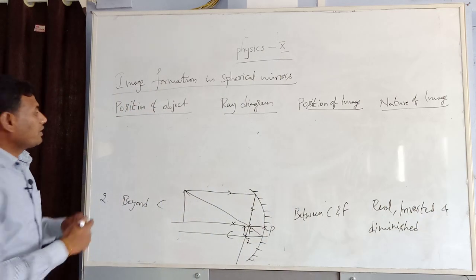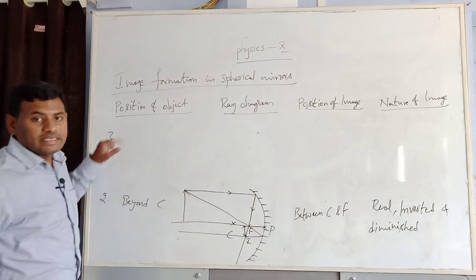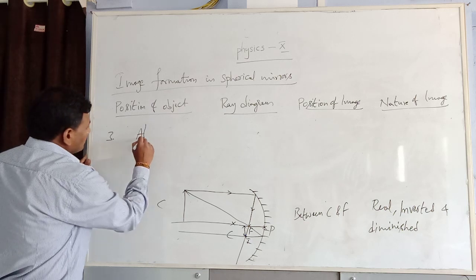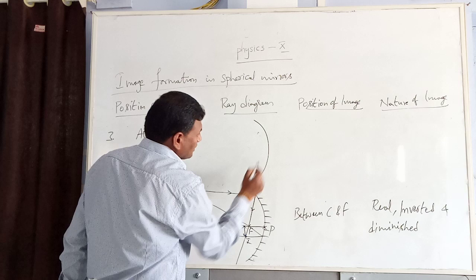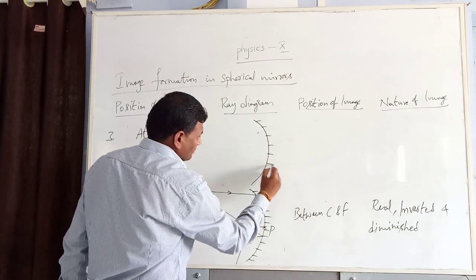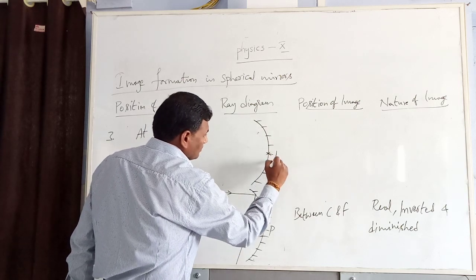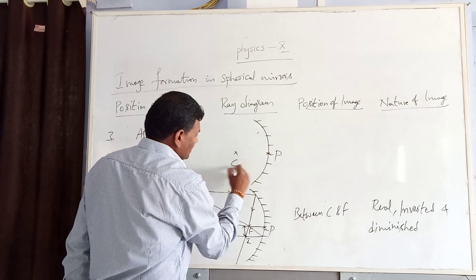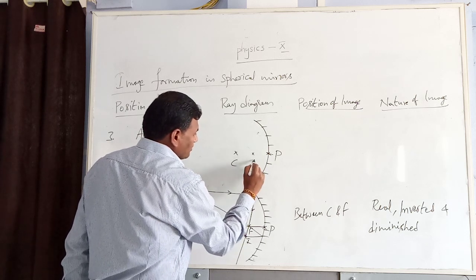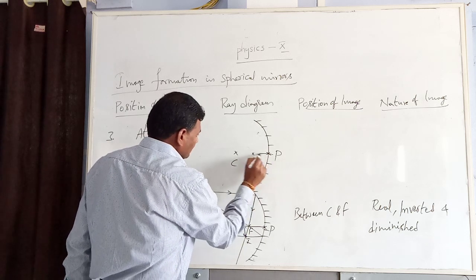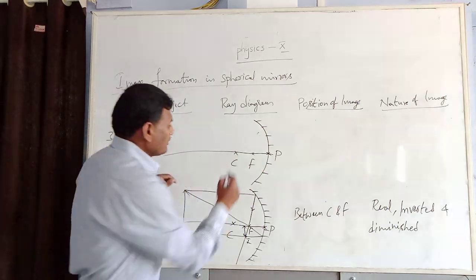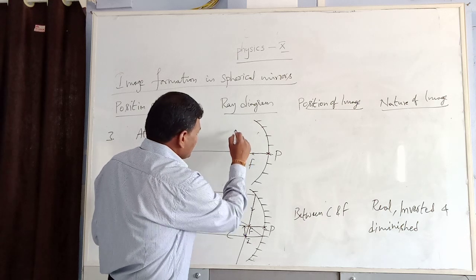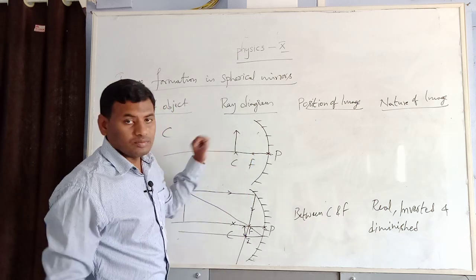Now the third one, when the object is at the center of curvature C. So at C, let's see the ray diagram. Concave mirror, pole, center of curvature, principal focus. Now we are considering the object is at the center of curvature. So this is the center of curvature, and this is the height of the object.